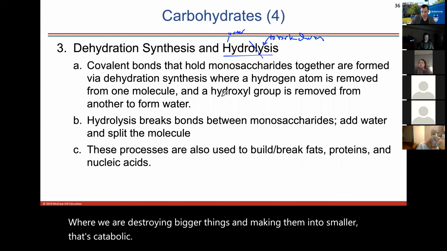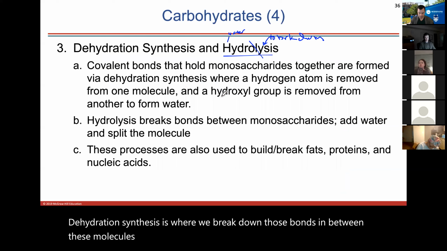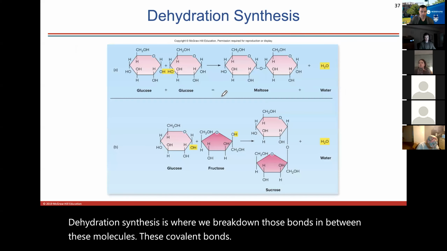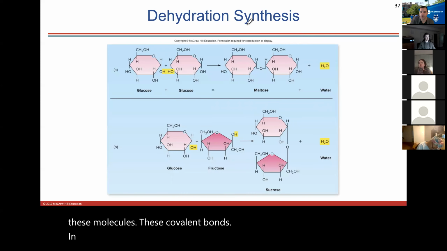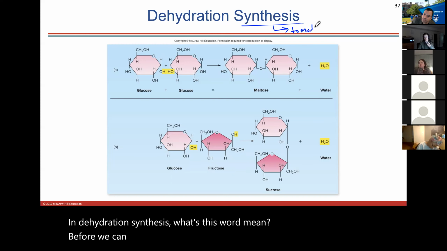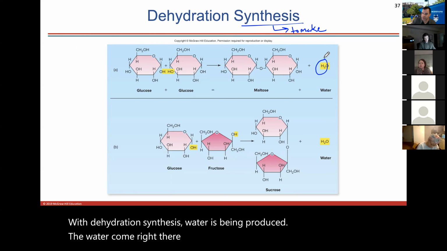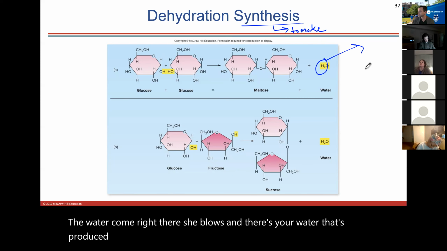Dehydration synthesis is where we form bonds in between these molecules, these covalent bonds. In dehydration synthesis, what does this word mean? To form or to make. With dehydration synthesis, water is being produced. Okay, where does the water come from? Right there. There she blows, and there's your water that's produced and leaves the system.